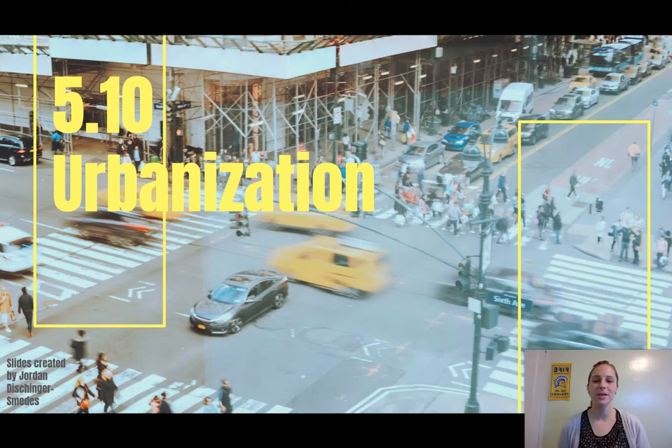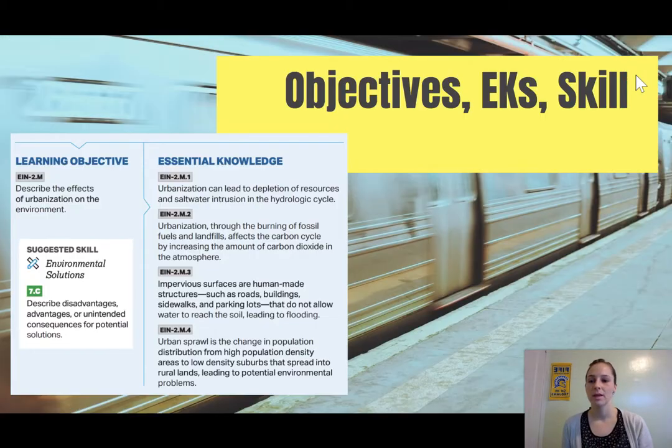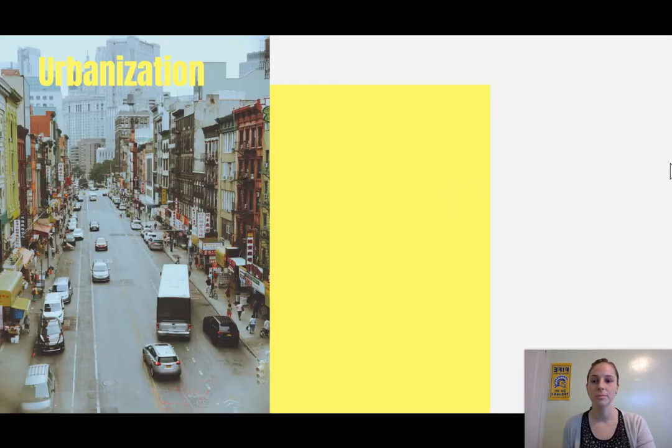Everybody. Today we're going to be talking about section 5.10, which is on urbanization. The learning objective for today is that you can describe the effects of urbanization on the environment. We're going to look at how urbanization impacts the hydrologic cycle and also the carbon cycle, and then look at urban surfaces versus natural landscapes and this concept of urban sprawl, what it is and what it is causing.